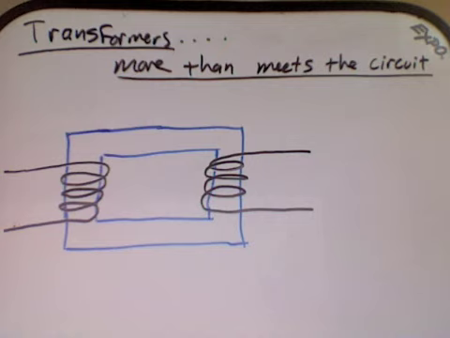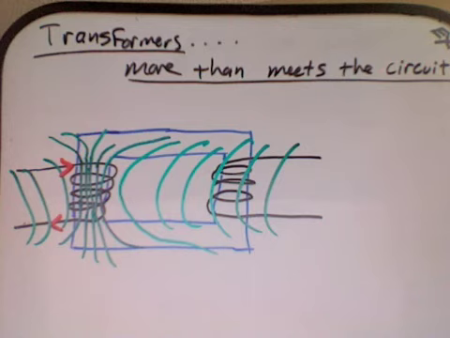So what happens is, if we pass a current through the wire on the left, through the coil on the left side, that's called the primary coil, what's it going to do? Well, we learned in the last section that it's going to produce a magnetic field all around that coil, right? And that's going to look like this. The green lines are representing the magnetic field produced by the primary coil on the left, and the red arrows indicate that there's a current flowing there.